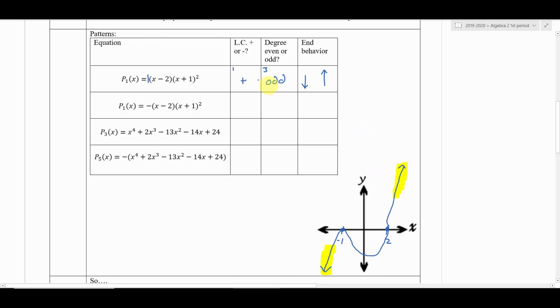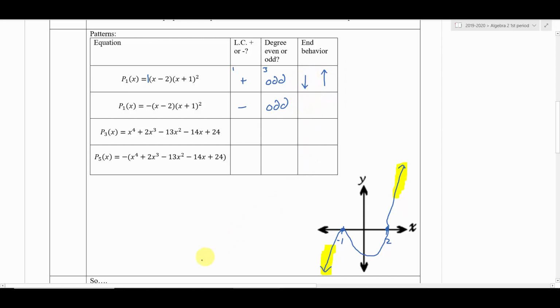So let's take a look at this next polynomial here. You'll notice the only difference between these two is that I put a negative out front. So when we fill in this information, the only thing that's going to change here is the leading coefficient. Instead of being positive, it's now negative, but the degree is still going to be odd. How is that going to affect my end behavior?